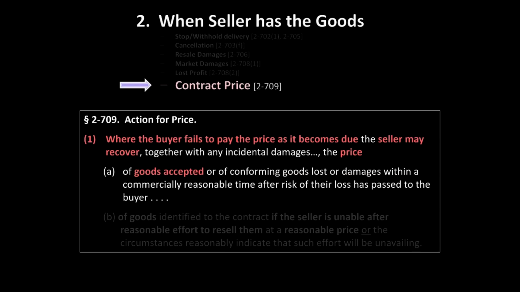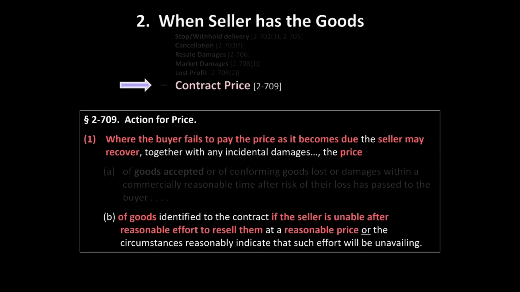But that same provision also contemplates an identical measure of damages, that is the contract price, in another scenario, one in which the seller is in possession of the goods. Specifically, under subsection 1b, where the seller has the goods identified to the contract, that is, the goods are already made and designated as the ones that the seller would sell, but after the buyer's breach, the seller is unable to resell those goods at a reasonable price, either after making a reasonable effort to resell or where circumstances reasonably indicate that a resale would be unlikely, then the seller is entitled to recover as damages from the breaching buyer the full contract price under the party's breached contract.